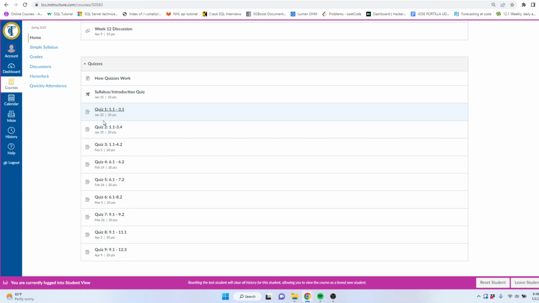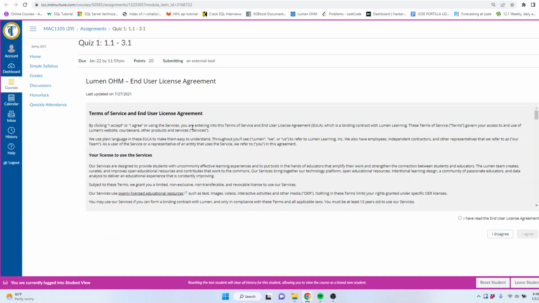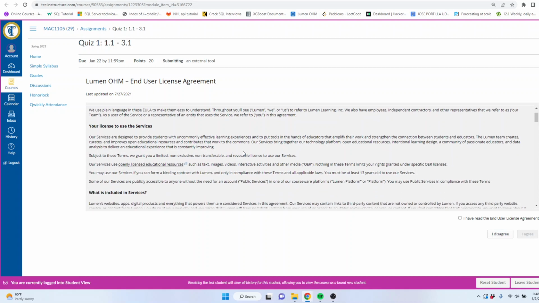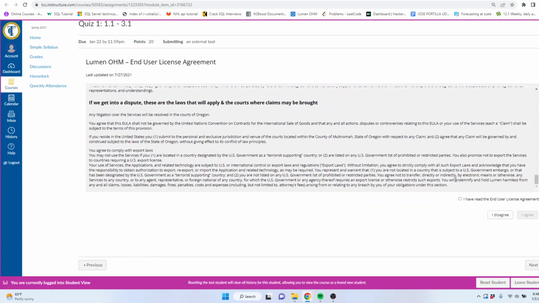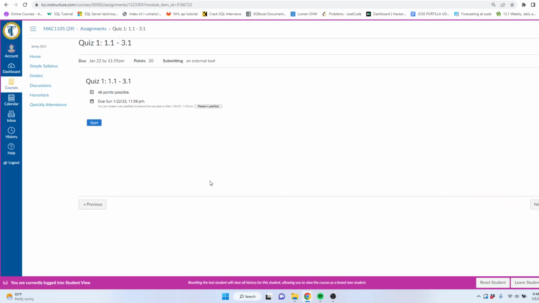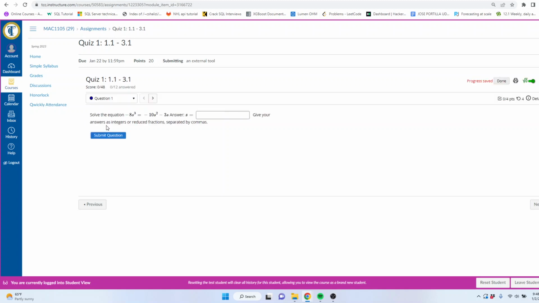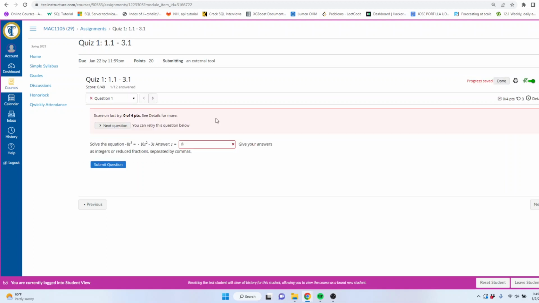And quizzes, pretty much everything besides discussion boards and this first syllabus or introduction quiz, are done using Lumen Home. All you have to do, or should be all you have to do, is when you click on an assignment, you can read this if you want. I never read it, so I don't really know what I'm agreeing to, but we all do this. I read that and I agree. And what it will do is it'll let you start the assignment. So the main thing with quizzes is, I'm just gonna get this wrong. You get 4 attempts.